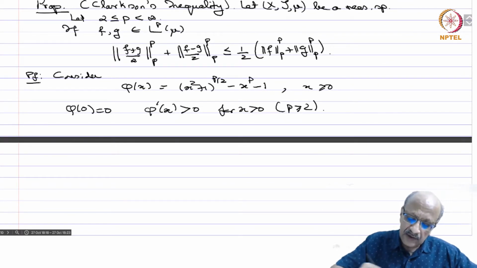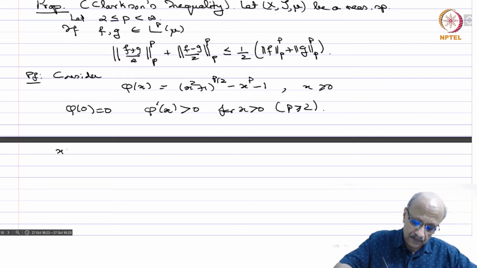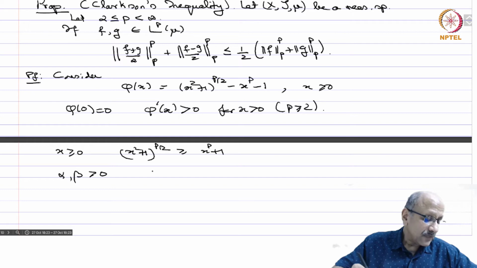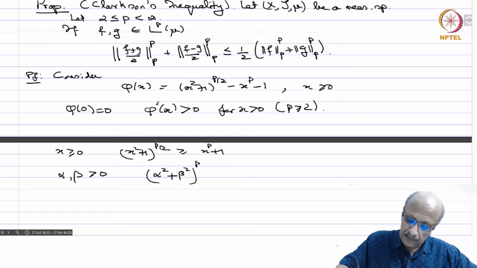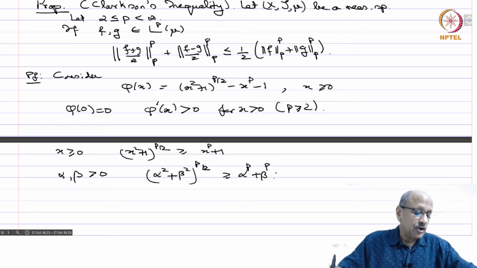So phi is an increasing function, starts at 0, and therefore for x greater or equal to 0, you have that (x squared plus 1) to the P by 2 is greater than or equal to x to the P plus 1. And so if alpha, beta are positive numbers, then you have that (alpha squared plus beta squared) to the power of P by 2 is greater than or equal to alpha to the P plus beta to the P. All you have to do is to take x equals alpha by beta or beta by alpha as you wish. Okay.